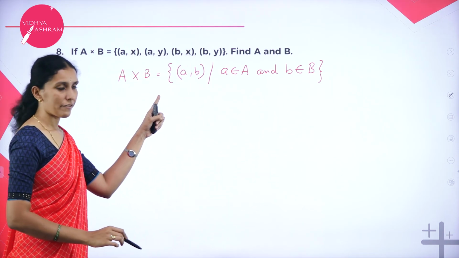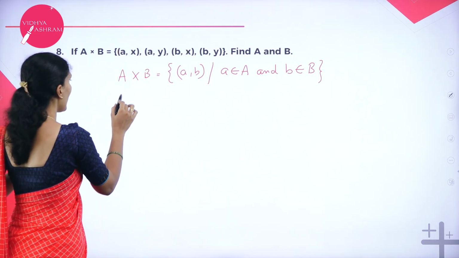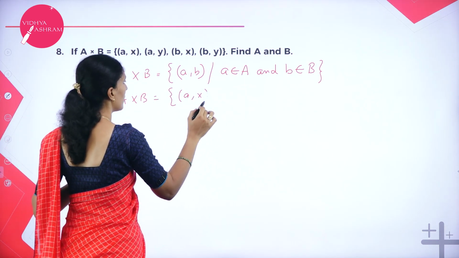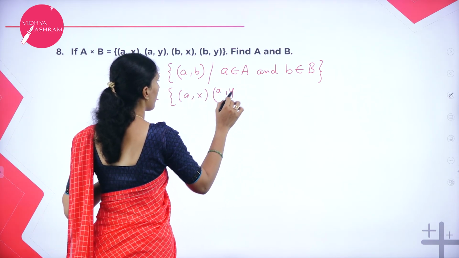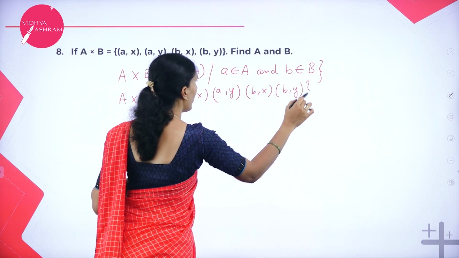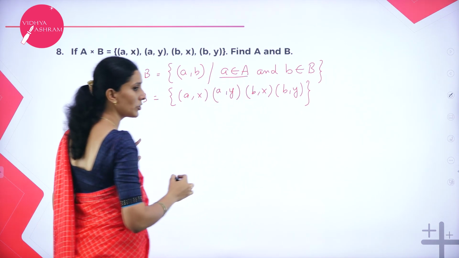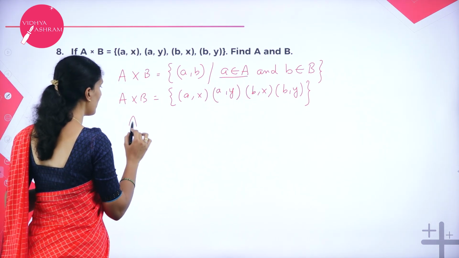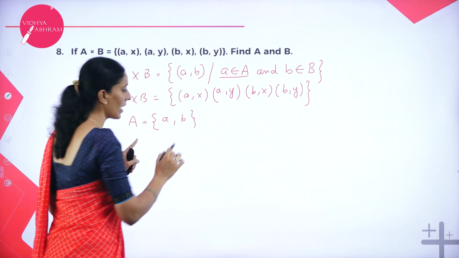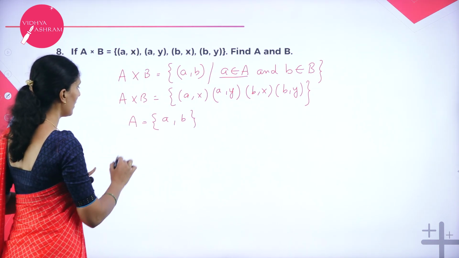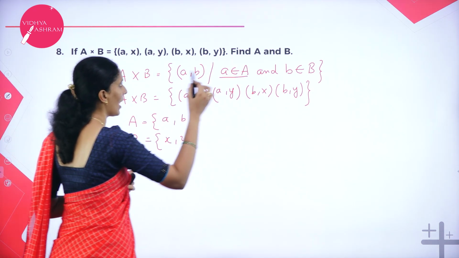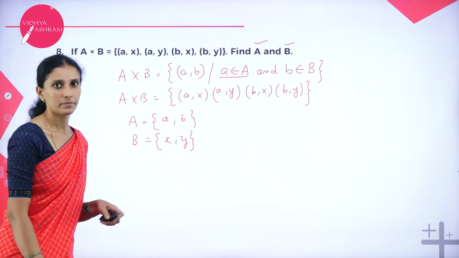So using this definition, you can see here A cross B is given by (a, x), (a, y), (b, x), (b, y). According to this definition, all the first elements should be in the first set. So what are the first elements we have here? Here we have a and b. So therefore A is equal to {a, b}. What are the second elements? That is x and y. So we have found A and B.